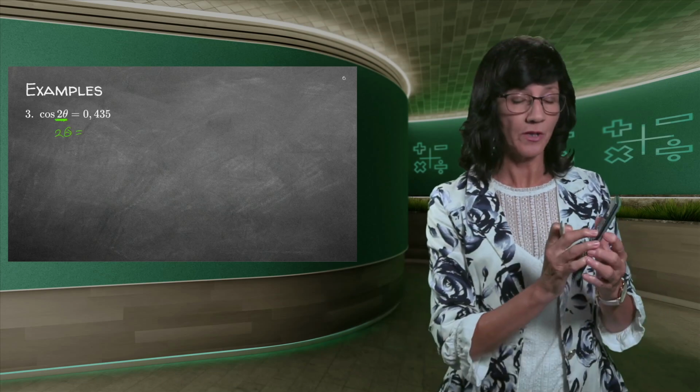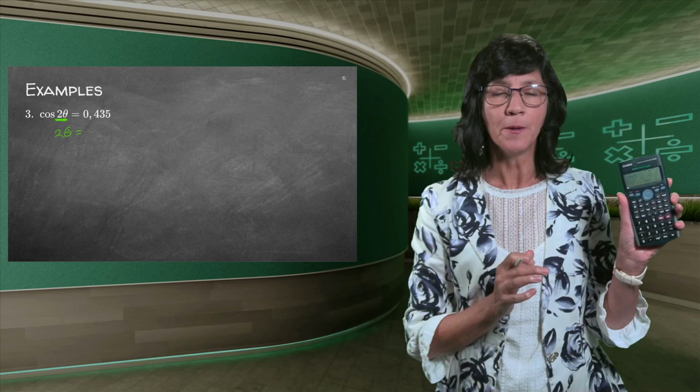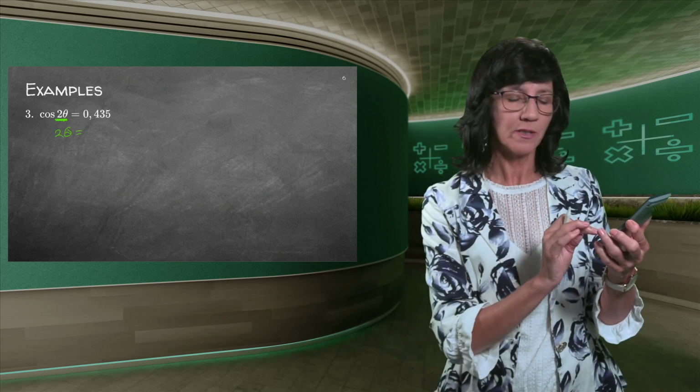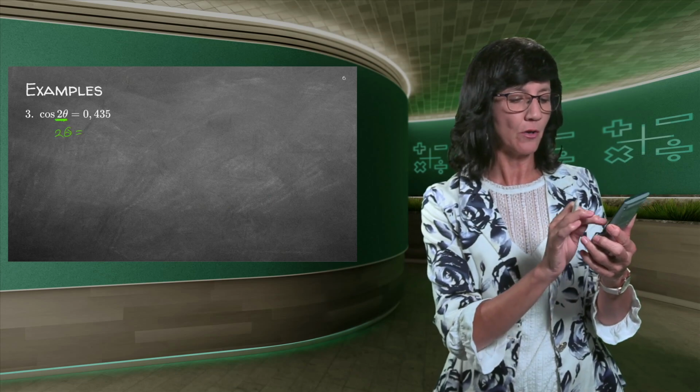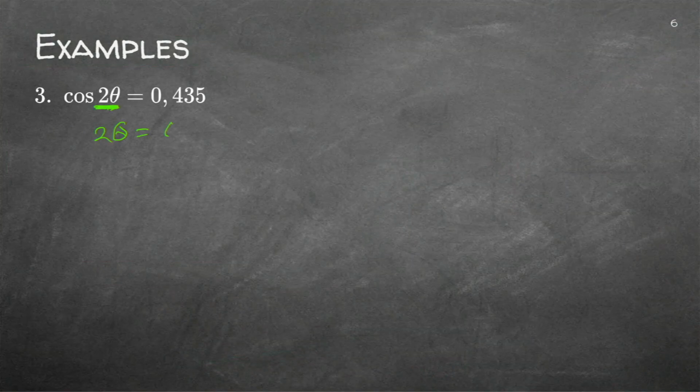So we're going to now try to get rid of our trig word. How do we do that? We click shift cos, because remember, I'm giving it a value now, and then I'm going to press 435, close your bracket, equals. And that gives me 64.22 degrees. But I don't want 2 theta, I only want theta. And now it's very easy to say, now I'm going to divide by 2, so it's 32.11 degrees.